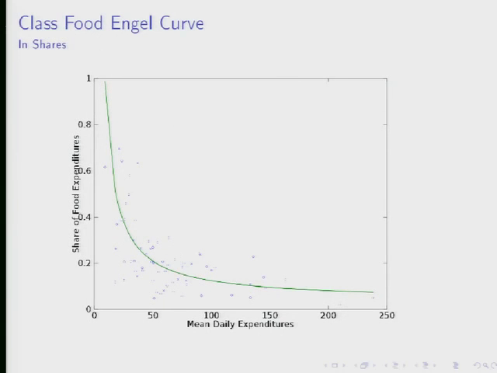So I've got the share of food expenditures here on the vertical axis and the mean daily expenditures on the horizontal axis. So this is exactly the same mathematical relationship we saw before. We're just converting it into food shares now instead of total expenditures on food. Is that clear? Okay, so something I'd like you to notice about this is that it satisfies Engel's law.